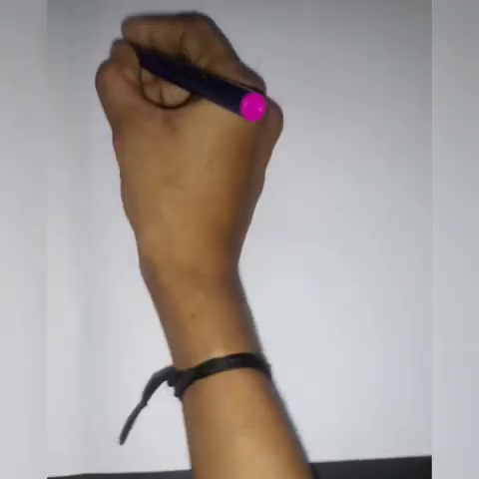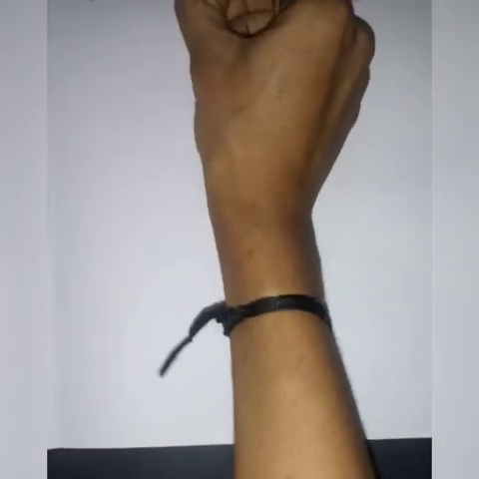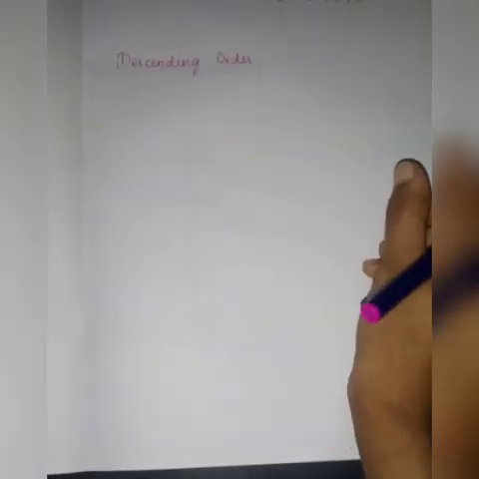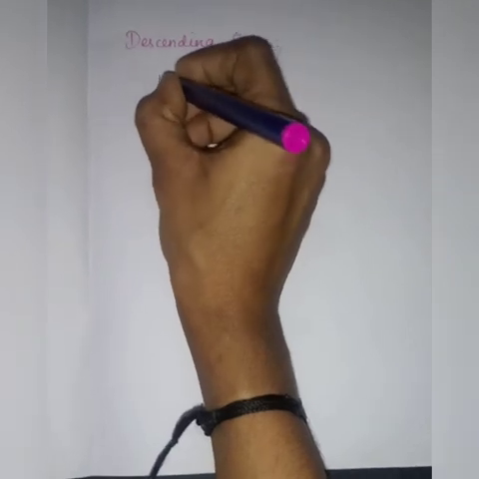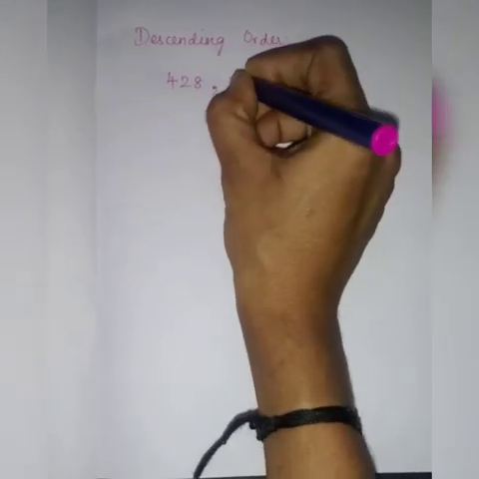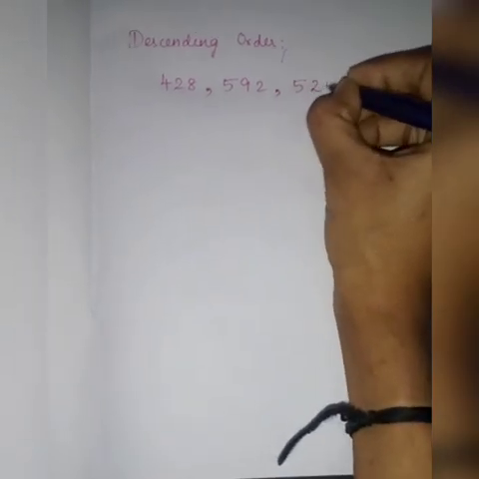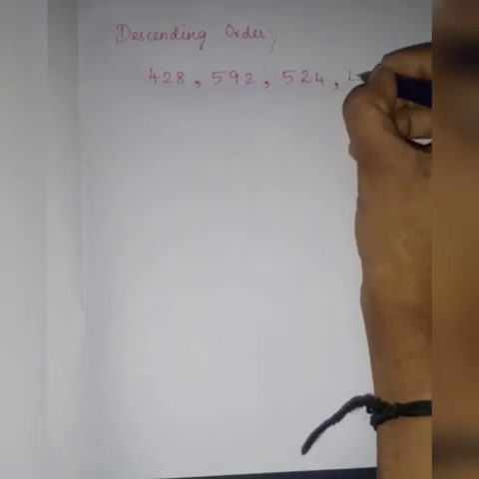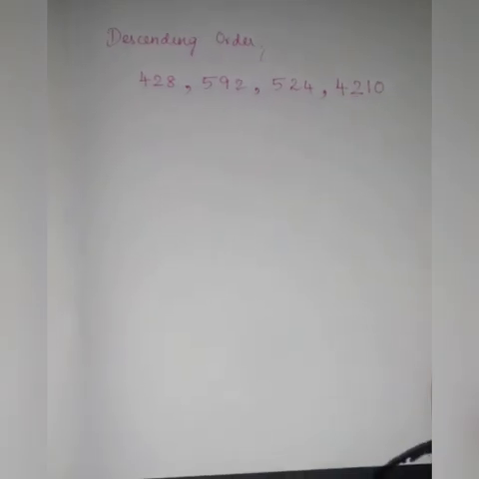Next we are going to compare the following numbers, and you have to do the descending order. Descending order is greatest to smallest. Okay? So now I'll give you one example. In descending order also, we compare the digits and arrange them from biggest to smallest. That's all. Here is an example: 428, 592, 524, 4210. Okay, this is the question.